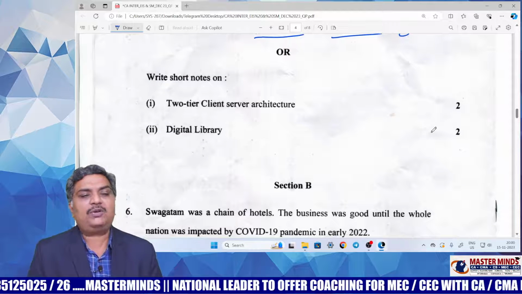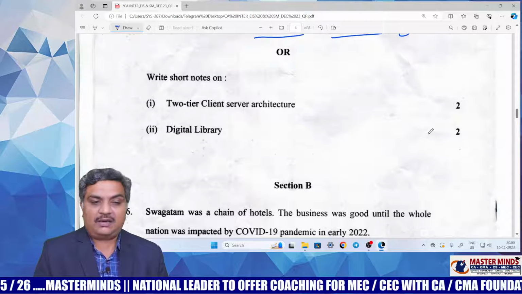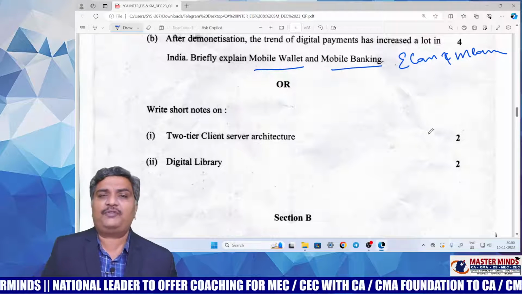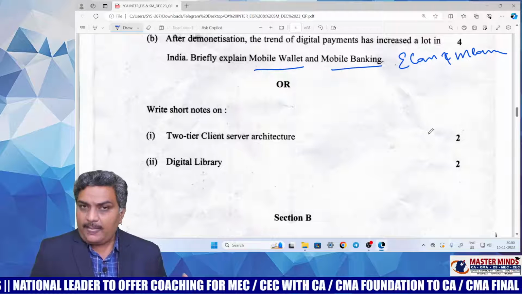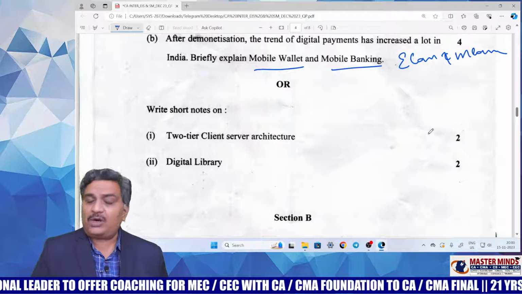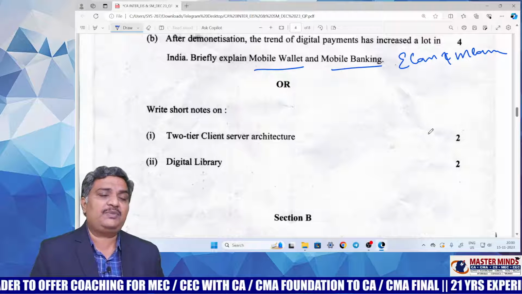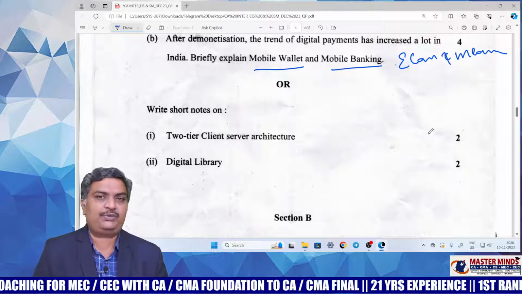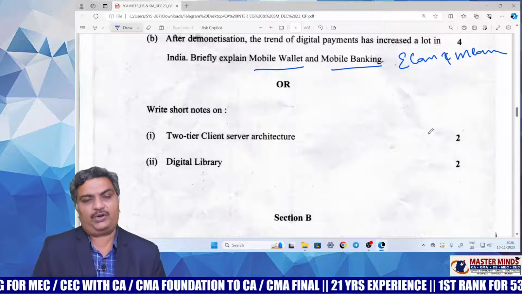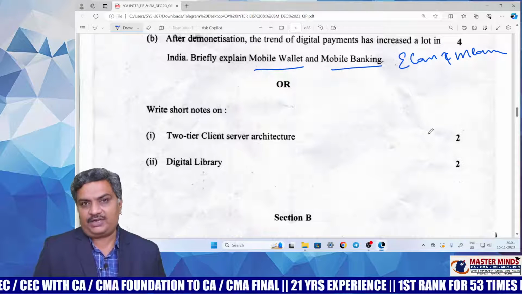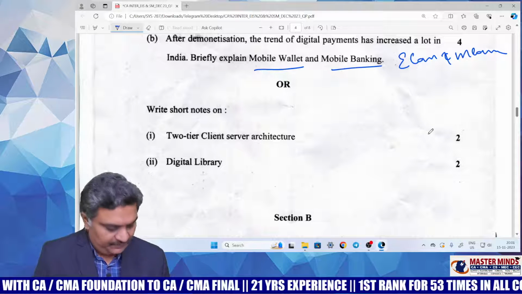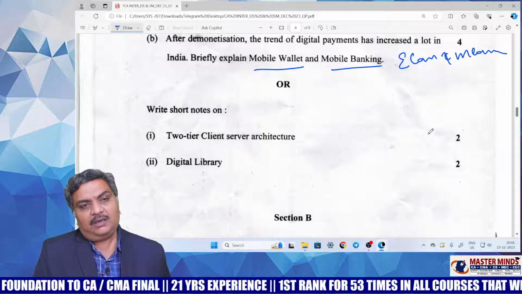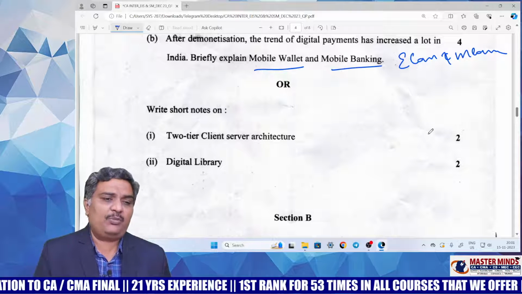Next, write short notes on two-tier client server architecture. Again, very much expected. You need to write about the front end and the back end, what are the other names of front end, what are the other names of back end, what is application layer. This definition you need to write about this two-tier client server architecture. You have three-tier, n-tier architecture, so it is just enough if you write the definition. And this is again from e-commerce and m-commerce.